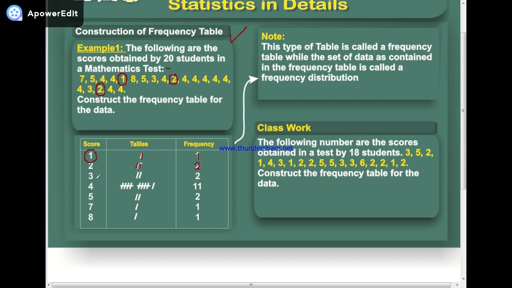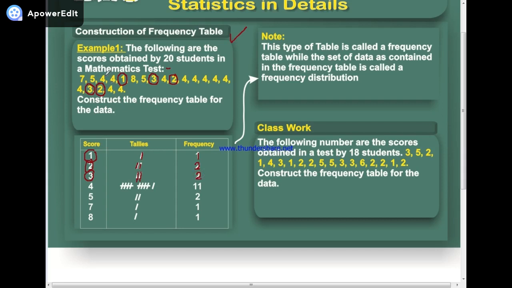Now, score 3. How many 3 do we have on the data? So 3 occurs how many times? We have 1 and we have 2. So 3 occurs 2 times. That means we are going to draw 2 strokes, that is 1, 2, and we are going to interpret it as 2.